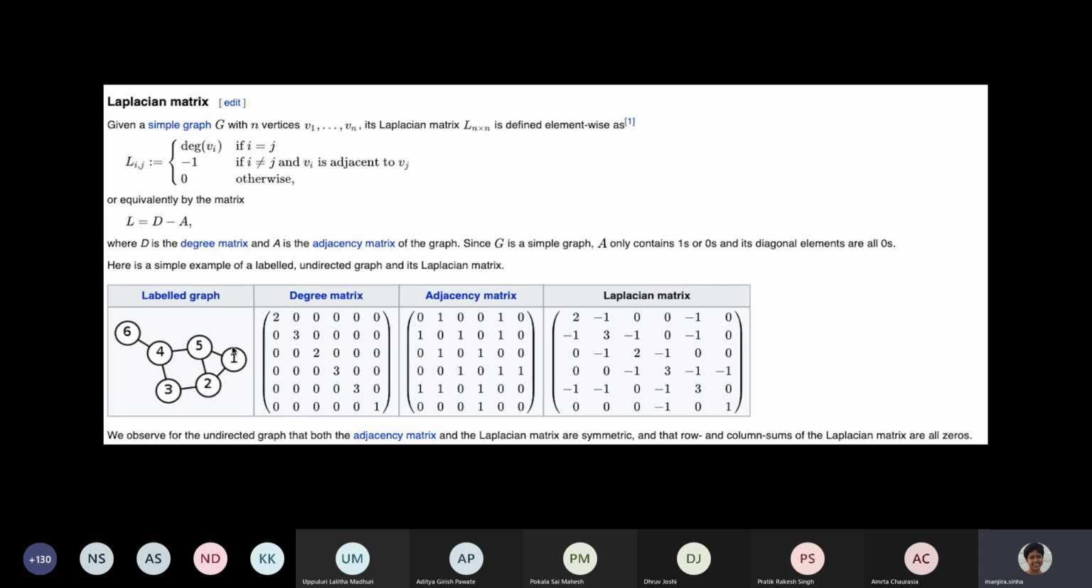In this case, we are not looking into the weights. Say this is a simple graph with vertices 1, 2, 3, 4, 5, 6. This is the adjacency matrix of the graph. As you see, all the entries are either 1 or 0. And this is the degree matrix of the graph. For vertex 1, we have degree 2. For vertex 2, we have degree 3. You may also notice that the degree matrix is a diagonal matrix, because there cannot be a degree between vertex 1 and vertex 2; it will be vertex 1, vertex 2, like that.